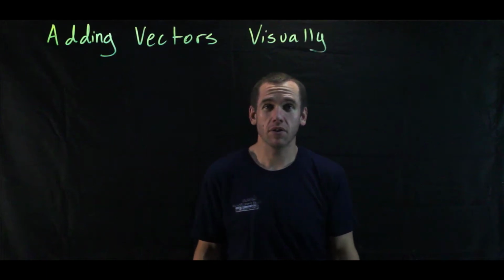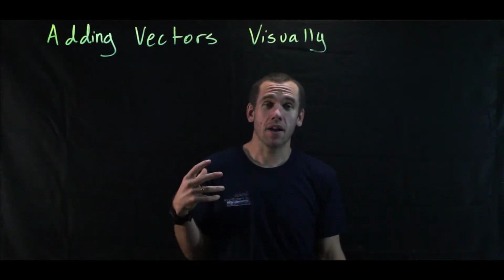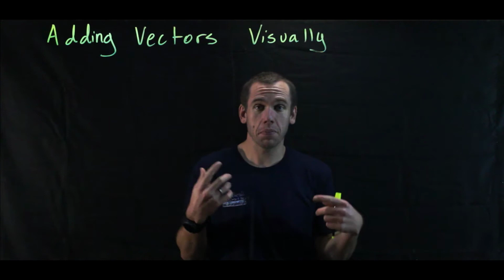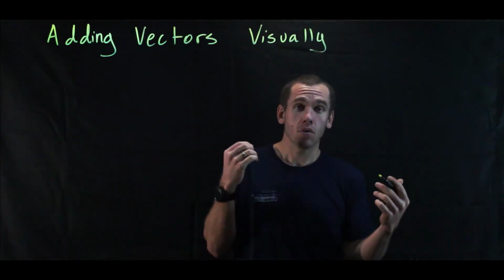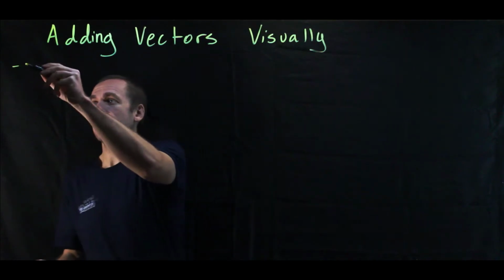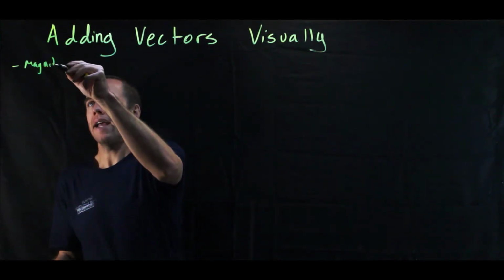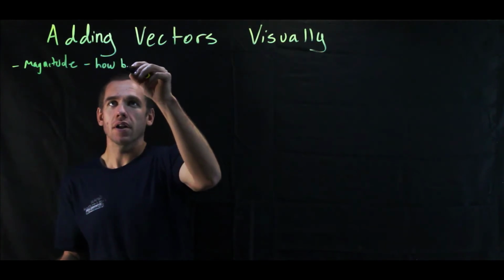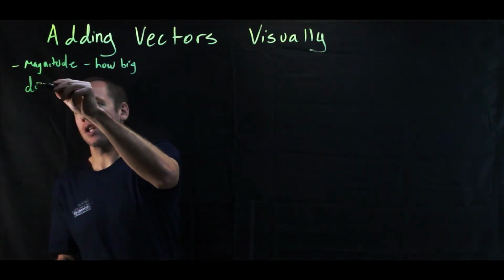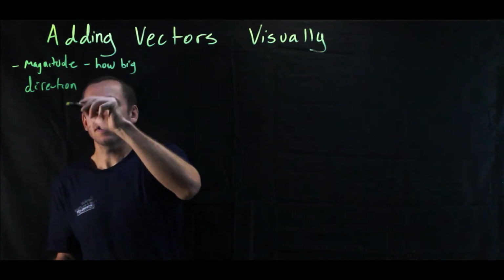In this lesson, we're going to take a look at how we add vectors when we're not dealing with things that are strictly parallel or anti-parallel. So we're going to be going into 2 dimensions. Now, remember, a vector has both magnitude and direction. And magnitude is how big or how many or how far, right? That's the number part. And then the direction tells us exactly that.